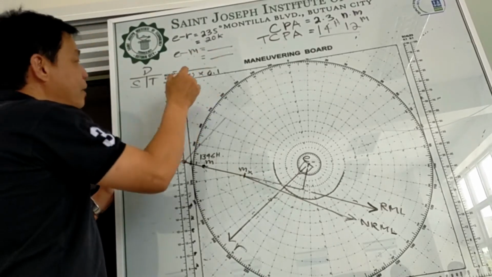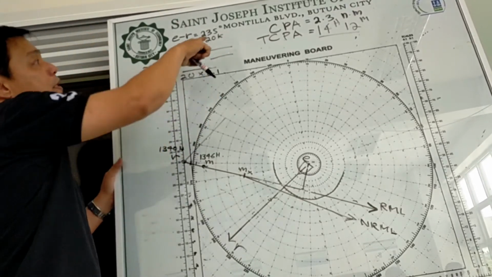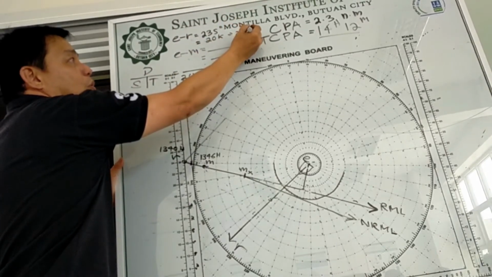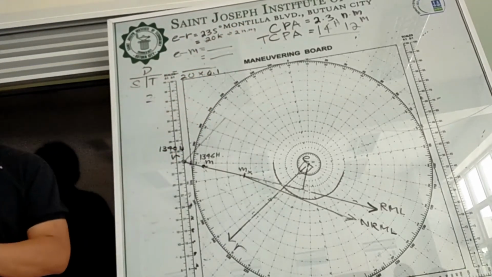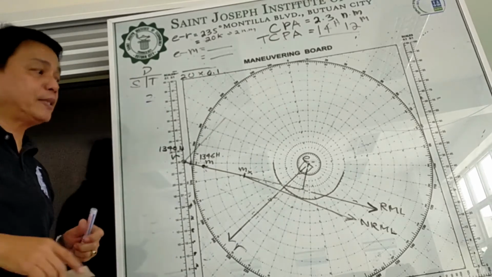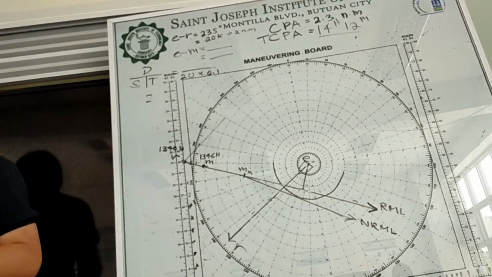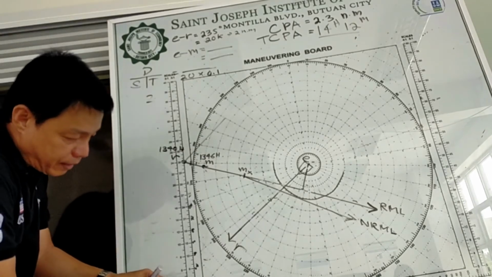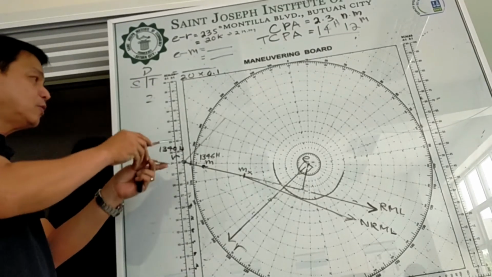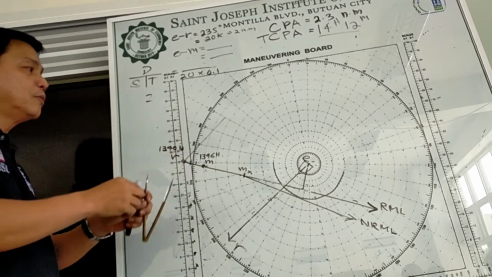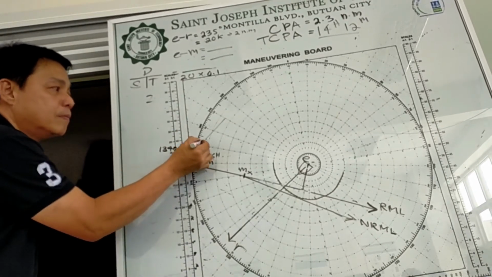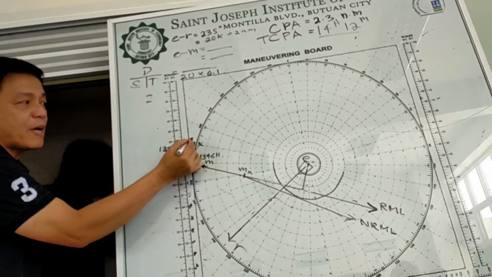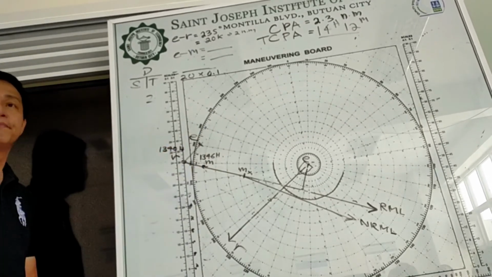That's why we will use 2 miles. Instead of 20 knots, we will use 2 nautical miles. Okay? So we will measure 2 nautical miles. Okay? So this becomes E to R.